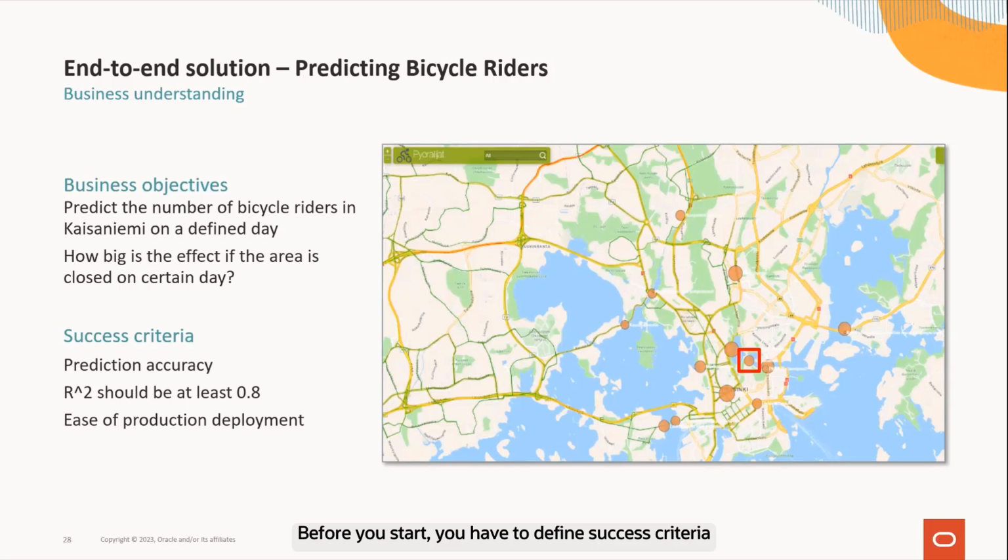Before you start, you have to define success criteria, because otherwise you don't know if you succeed or fail with your process. So in this example, we have defined that my prediction accuracy is the most important thing, and it will be measured with the R-square metric, and it should be at least 0.8, so that we can say that we have met the criteria. Also, it has to be very easy to deploy to production. So these are my success criteria for the project.